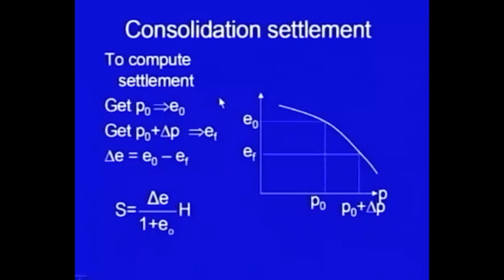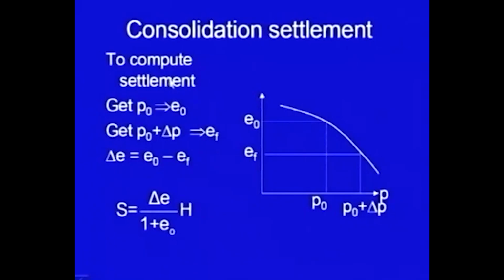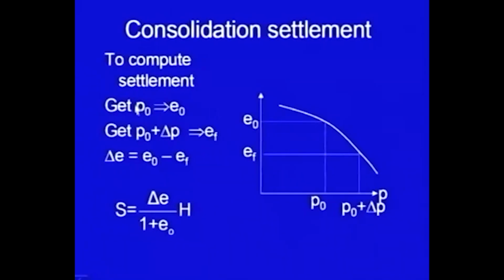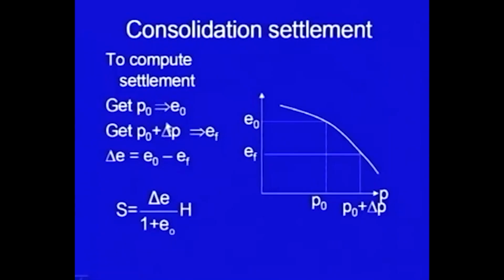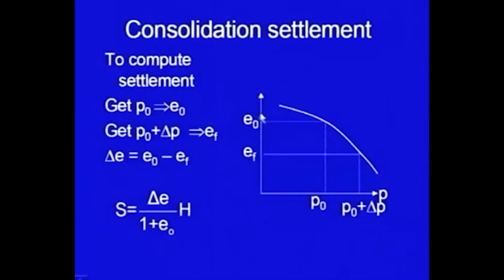How to use this expression in the field to compute the settlement? What we do is we get the effective pressure at that particular depth where we want to calculate the settlement, and the corresponding value of e0 we read from the e versus log P curve. This is again the same curve, y axis is e and x axis on log scale is pressure. So, corresponding to P0 you can find out the void ratio e0. This is the initial void ratio.